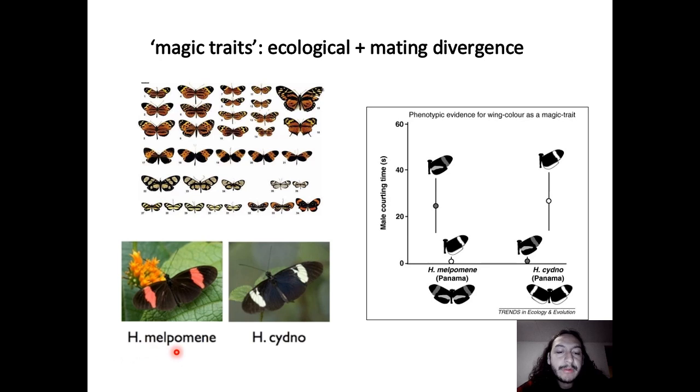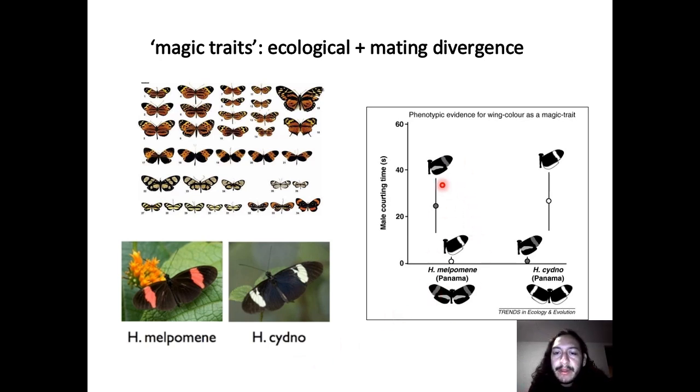So we have Heliconius melpomene and Heliconius cydno. Then we see that these differences in coloration have their own ecological functions. So we have this coloration that is going to signal that this species is toxic. However, this other pattern has also evolved as a different mimicry ring, and it's still advertising that the species is toxic, but it has evolved completely differently, and this is why.